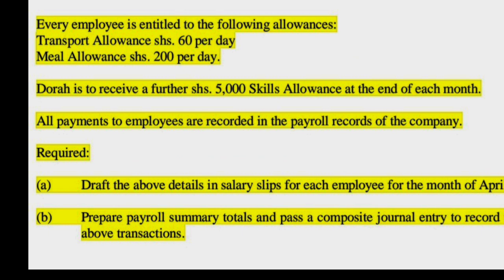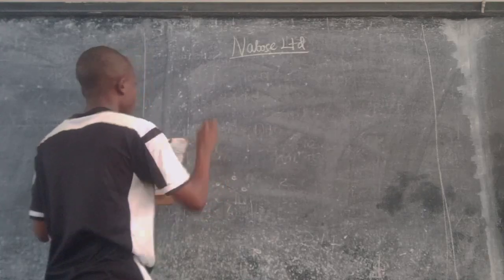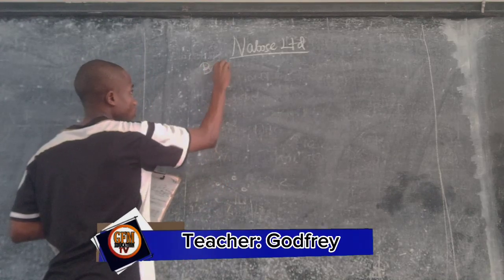We are required to do 2 things. First, we are required to prepare a salary slip for each employee. Secondly, we are required to prepare a payroll summary, totals, and pass a composite journal entry. So we have to prepare a journal proper, and a salary slip for each employee. Please do not skip this video. Listen until the end.